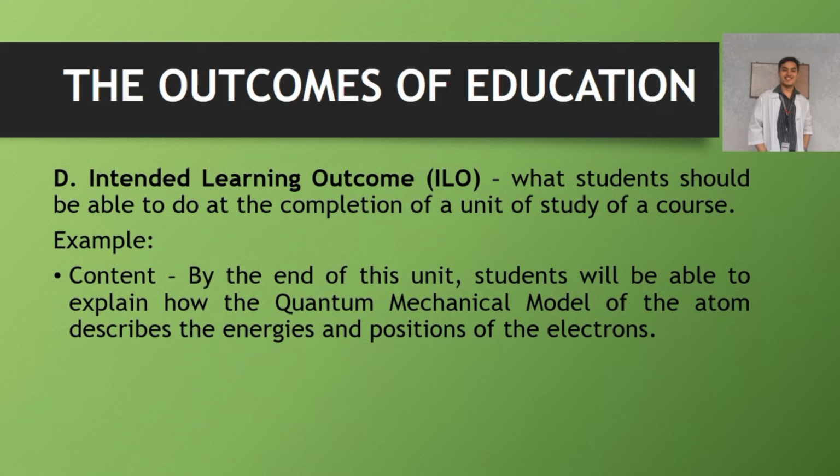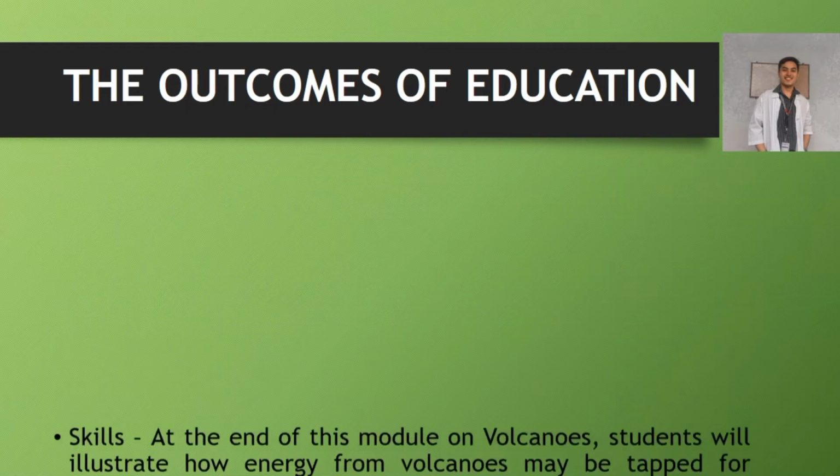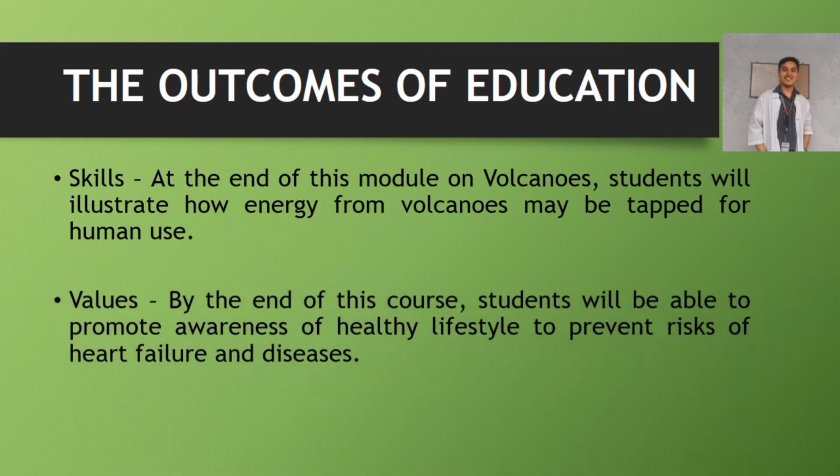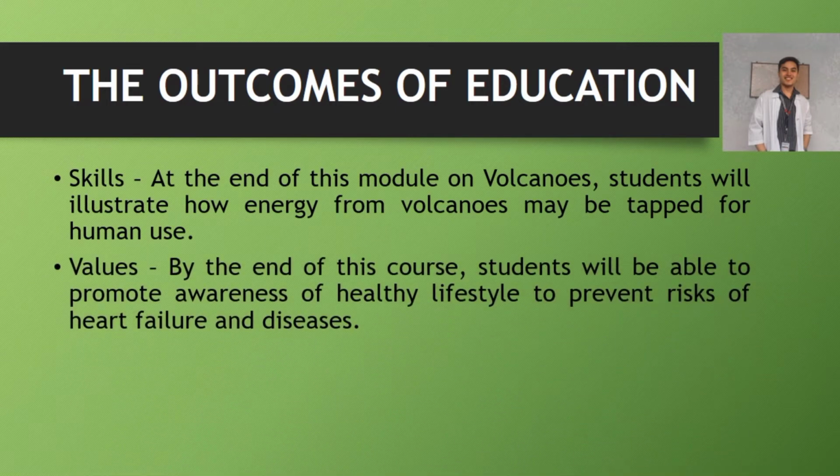So here's an example. For the content, here's the objective. By the end of this unit, students will be able to explain how the quantum mechanical model of the atom describes the energies and positions of the electrons. For skills, here's an example. At the end of this module on volcanoes, students will illustrate how energy from volcanoes may be tapped for human use.